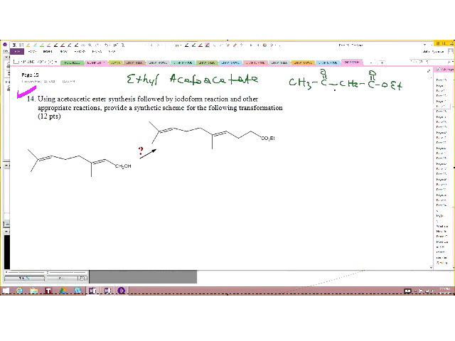Okay, so they want us to start with this. And then they also want you to use the iodoform reaction to make this here. Okay, so what is the first assumption we need to make?